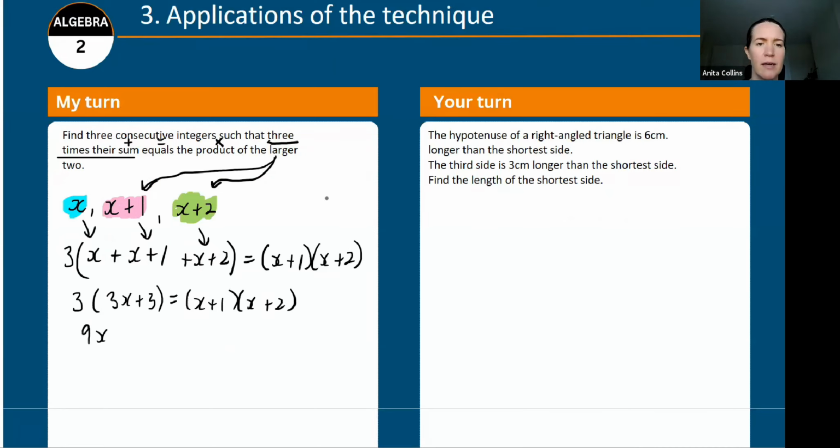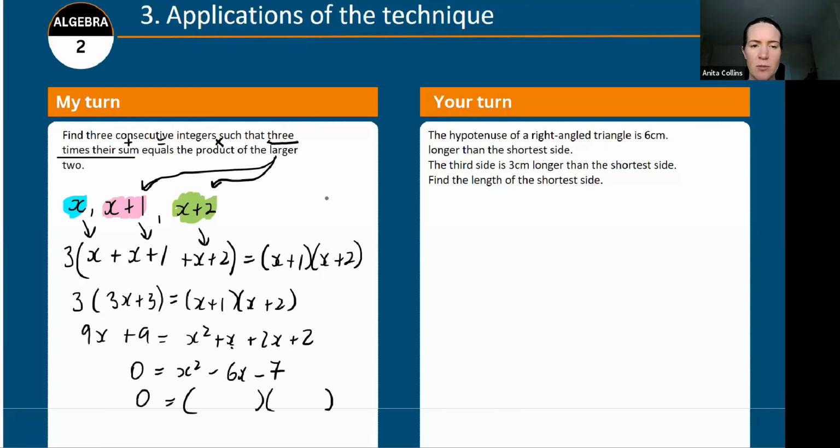9x plus 9 is equal to x squared plus x plus 2x plus 2. Maybe bring it all to one side, let it equal 0. X squared, 1x and 2x is 3x. 3x minus 9x is minus 6x. 2 minus 9 is minus 7. Okay. So now I'm going to factorize the trinomial. Go back to algebra 1 if you need some help with that. Minus 7 and plus 1. So x is equal to 7 and x is equal to minus 1.